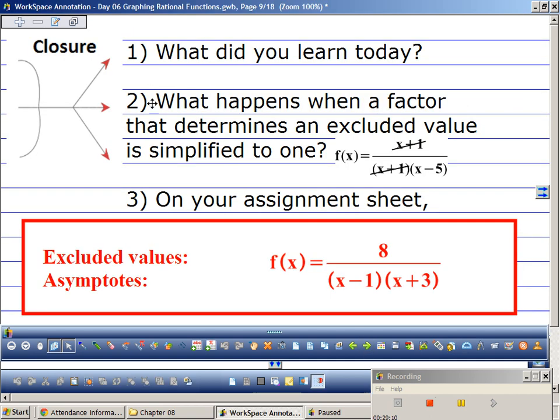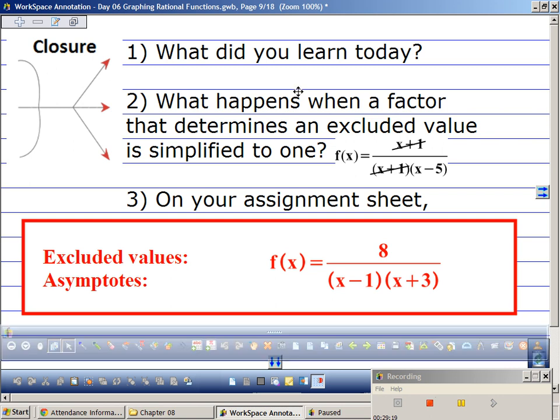Okay. So, freeze. What did you learn today? Graphing is tedious. I said to freeze, guys. Graphing rational functions. Listen up: what happens when a factor that determines an excluded value is simplified to 1? There's a hole. Good.